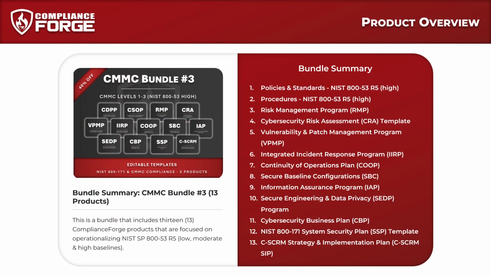The CMMC Bundle 3 includes 13 ComplianceForge products focused on operationalizing NIST 853 Revision 5 at the low, moderate, and high baselines. That is the policies and standards for NIST 853 High, the matching procedures, the risk management program, the cybersecurity risk assessment template, the vulnerability and patch management program, the integrated incident response program, the continuity of operations plan, secure baseline configurations, the information assurance program, the Secure Engineering and Data Privacy Program, the Cybersecurity Business Plan, the NIST 800-171 System Security Plan Template, and the CSCRM Strategy and Implementation Plan.